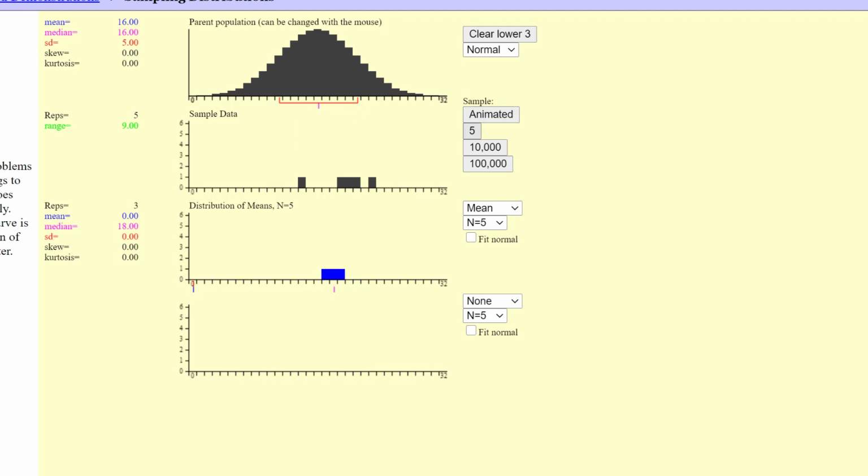Again, we have another one. Let's take 5 more. And you'll see that we're starting to get more and more values around this parent population's mean. So if we keep doing that, you can see it's starting to turn symmetric. I'll do the shortcut, I'll take 10,000. And we note that this is a very symmetric, very nice normal model.